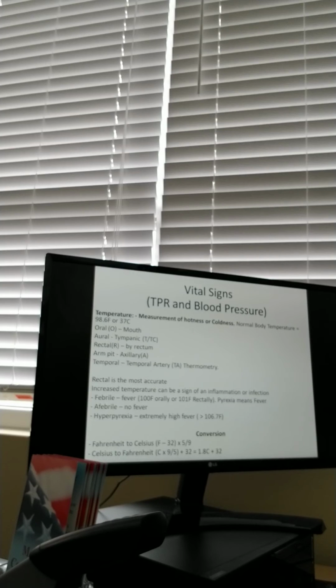Okay, now vital signs. What are some vital signs? We have TPR and blood pressure. TPR means T stands for temperature, P stands for pulse, and R stands for respiration, the respiratory rate, and blood pressure. Okay, so these are our 4 vital signs. T for temperature, P for pulse rate, R for respiratory rate.